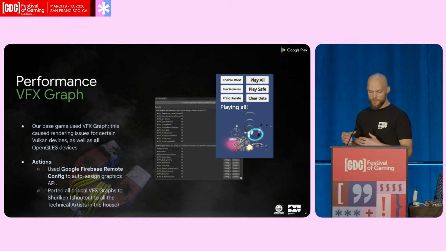So for a short-term solution, we monitored Crashlytics and used Firebase remote config to force problematic devices onto OpenGL. This stopped the crashes, basically stopped the bleeding, right? And we didn't punish users who had fully compatible Vulkan devices. The long-term cure here, of course, is to port all the critical systems to Shuriken and have multiple particle systems in the game at the same time.